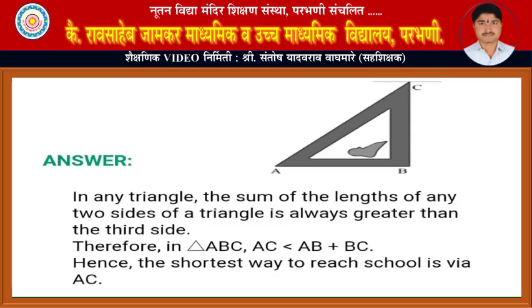In any triangle, the sum of the lengths of any two sides of a triangle is always greater than the third side. This is a property which you have to learn. Therefore, in triangle ABC, AC is shorter than AB plus BC according to the property. Hence, the shortest way to reach school is via AC. So with the help of the property of a triangle, we have proved that AC will be the shortest way to reach school.